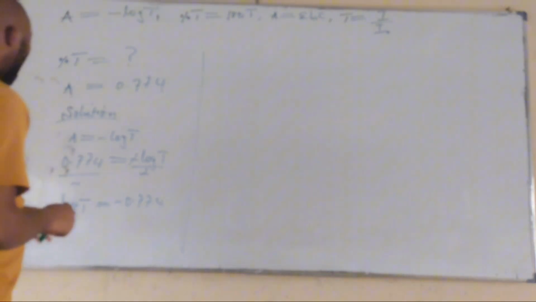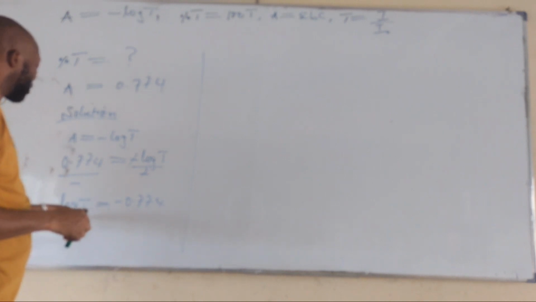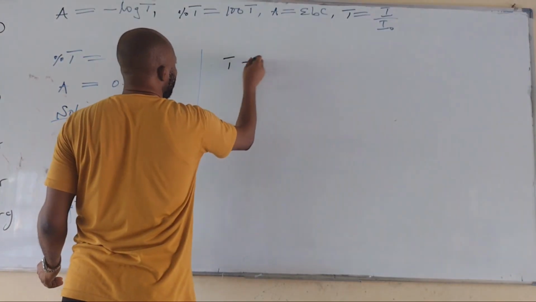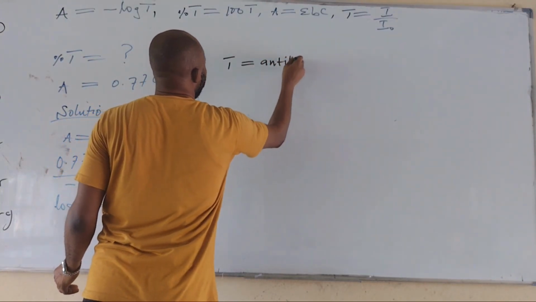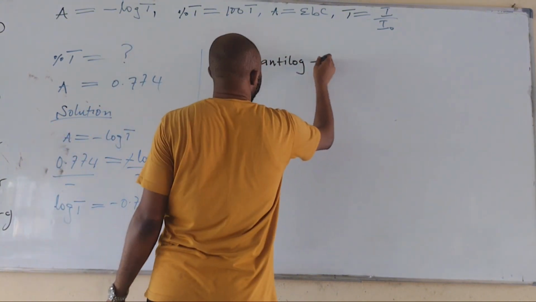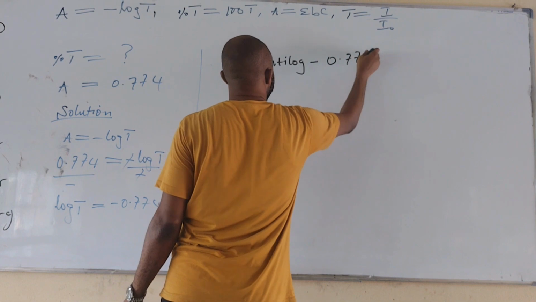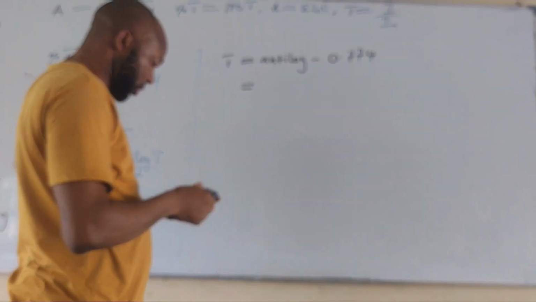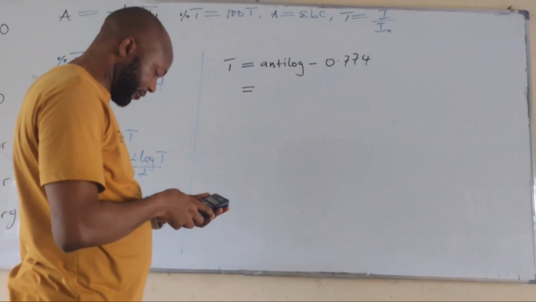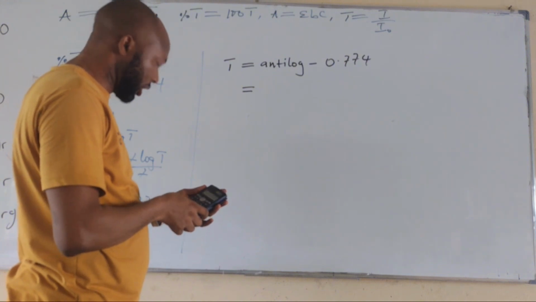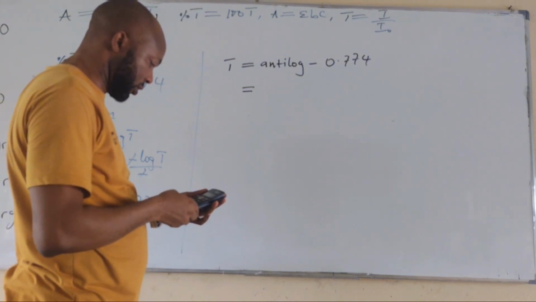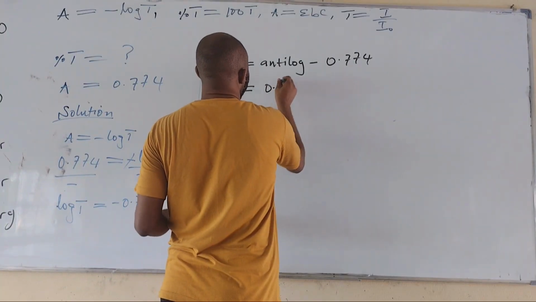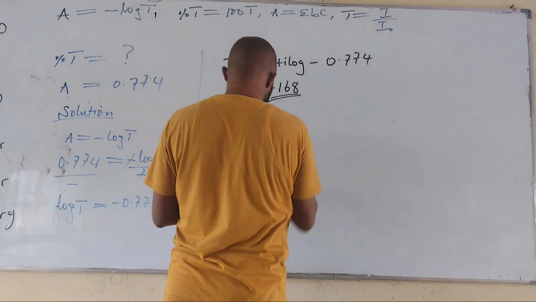Now, I'm looking for T, so I have to get the antilog of both sides. So my T is equal to the antilog of minus 0.774, and this is equal to 0.168. This is my transmittance.